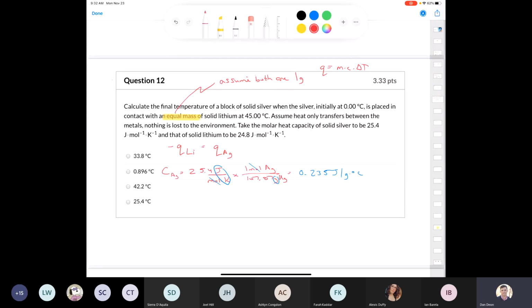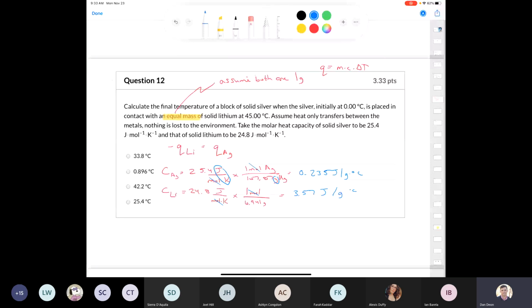And then I'm going to do the exact same thing for my lithium. So for my lithium, what was it? 24.8. Keep getting these mixed up. Joules per mole Kelvin. Times, and I know that in 1 mole of lithium, I have 6.941 grams, like that. Again, you can see that moles cancel, and I'm left over with my specific heat capacity for my lithium, which is 3.57 joules per gram degrees Celsius, like that.